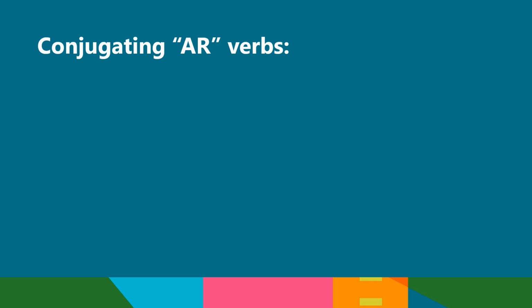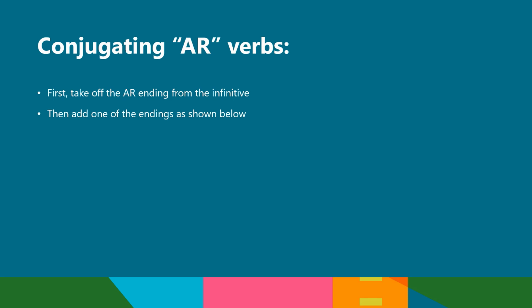So here are the steps to conjugate an AR verb. First, you're going to take off the AR ending from the infinitive. The infinitive is like the AR word. Hablar. It's the whole word. We're going to take AR off, and you'll have the verb stem. Habl. Because AR disappeared. Next, you will add one of the verb endings, as you're going to see below shortly. Here they come. And be sure that it agrees with the proper pronoun.